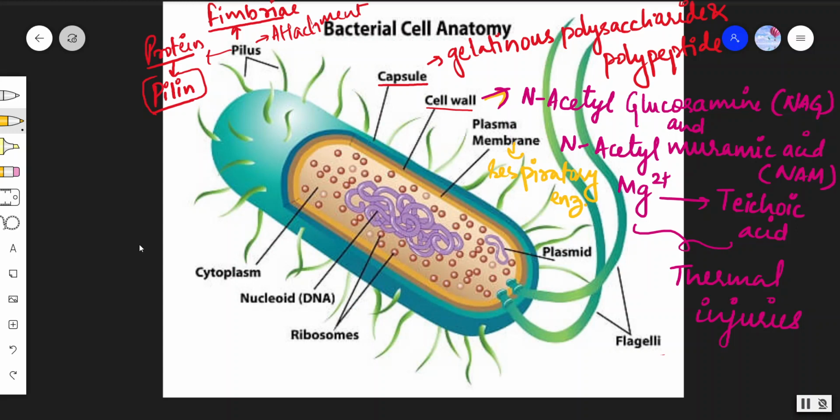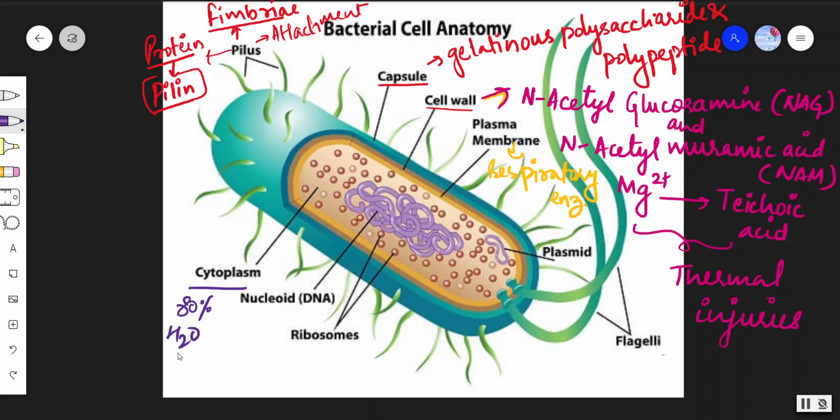Cytoplasm contains 80% of water, and then proteins, carbohydrates, lipids, organic ions are also present in the cytoplasm of bacteria. Clear? Then let's move towards the next one.